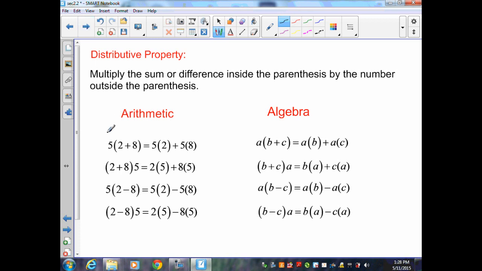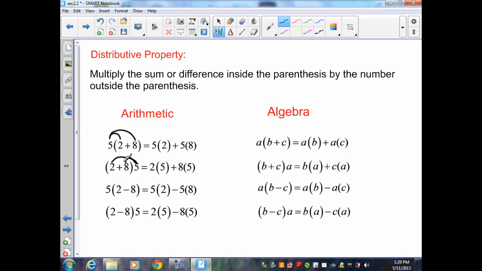Here's an arithmetic look. What I want to do is take a number that's outside the parentheses and multiply it across each number inside the parentheses, which is going to be either added or subtracted from each other. In other words, 5 times 2, and then the plus sign would come over, and then 5 times 8. Similarly here, even if the number is on the right side of the set of parentheses, again, 5 times 2, bring over the plus sign, 5 times 8.